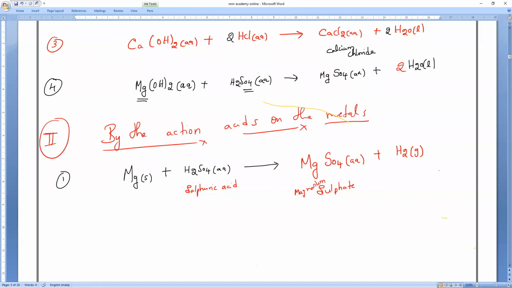Magnesium sulfate plus hydrogen. Next, reacting with aluminum. Now, who else shall I choose? Wait, Mr. Nimish, you tell me. Aluminum with HCl. Tell me fast. Aluminum reacting with HCl. You say, otherwise you can leave the meeting. What are the products? AlCl2, sir.